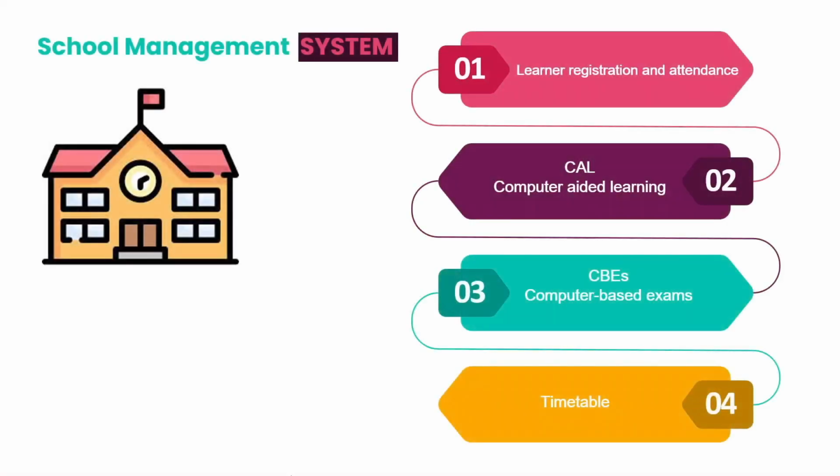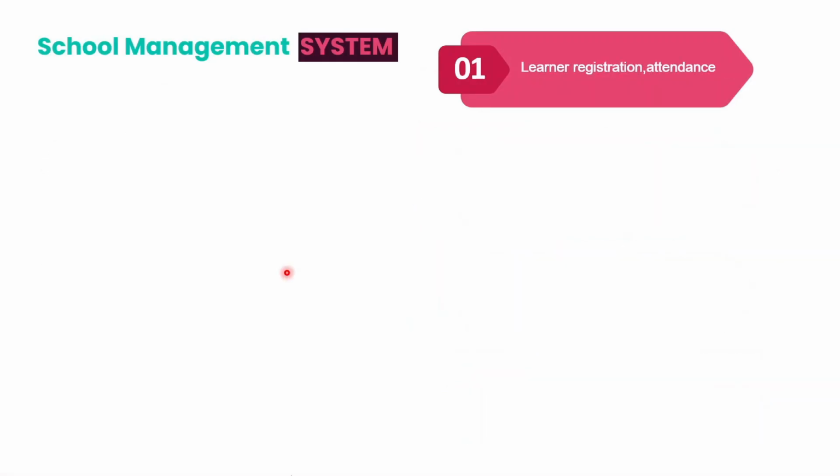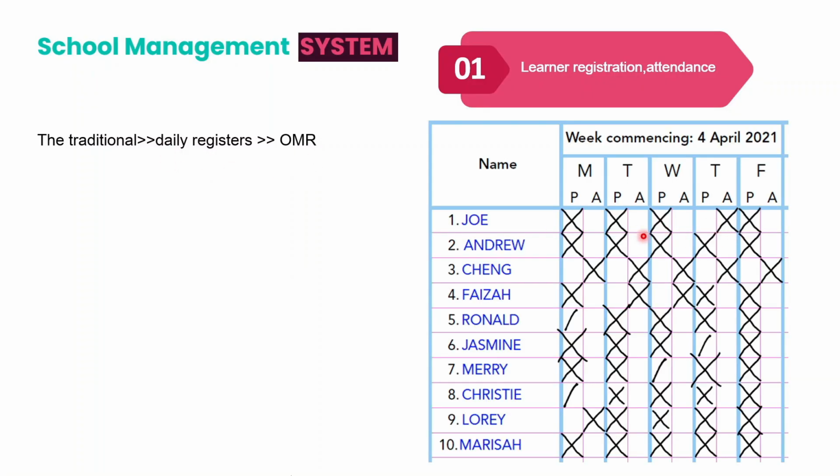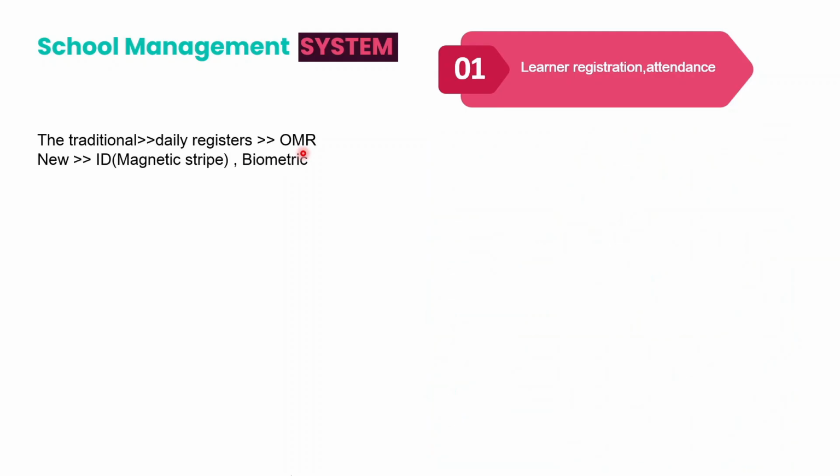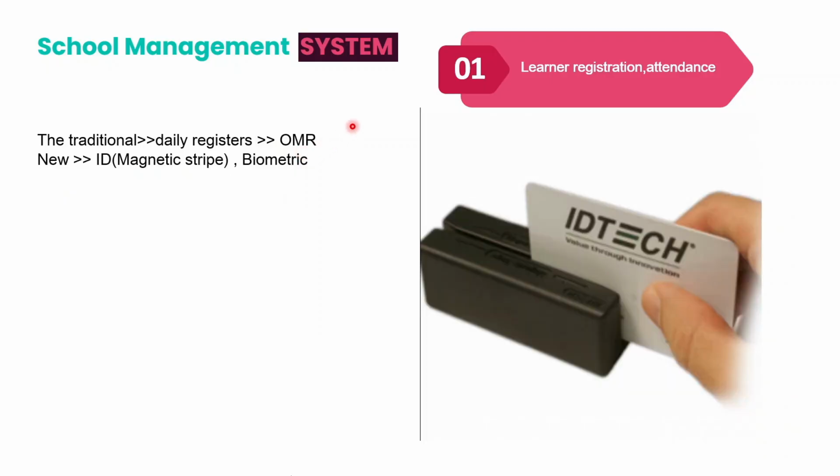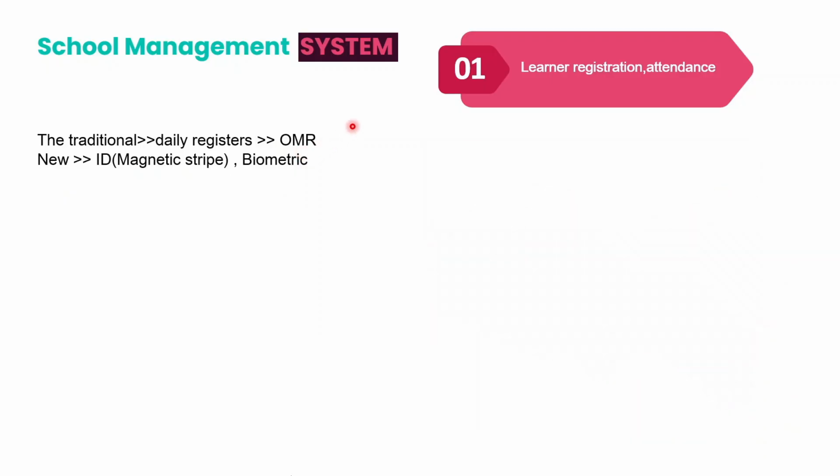Now, what is the learner registration and attendance? The old traditional methods used to have the daily registers made on paper, ticked or highlighted or marked, and then this paper will be passed through an OMR machine to read these ones. Now, for the new systems, the schools use the ID, which is a magnetic stripe card, or using biometrics, as for example fingerprints.